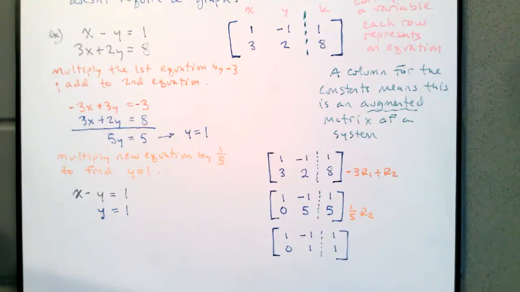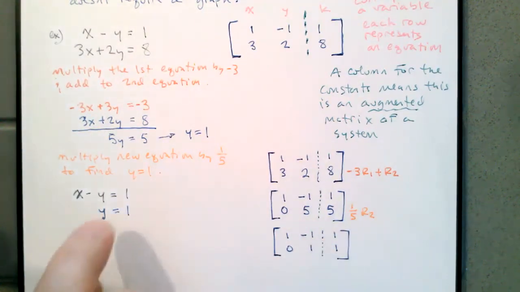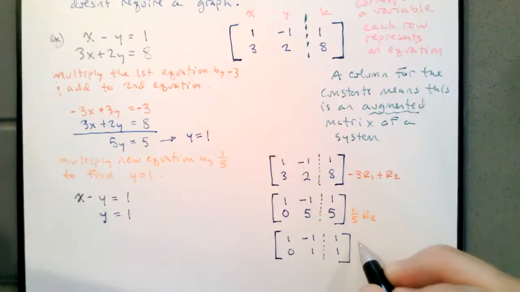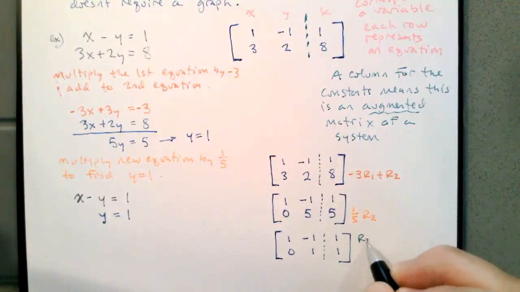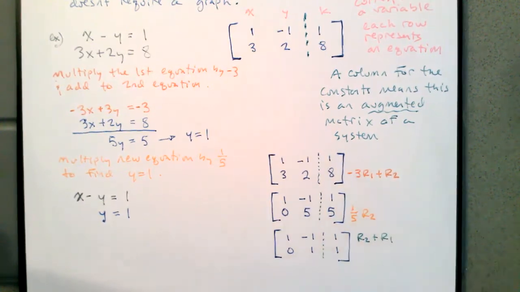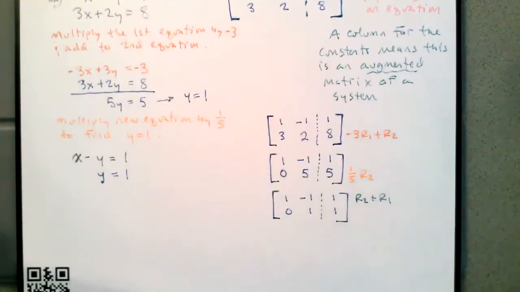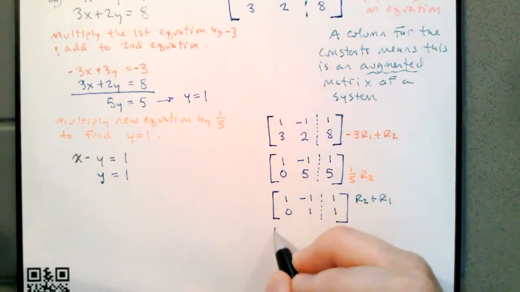So let's do the same thing again. Let's use this 0, 1, 1 and use it to eliminate the y from the first equation. So I'm going to take row 2 and add it to row 1. I'm going to write this next to row 1. I'm going to take row 2 and add it to row 1, and that'll become my new row 1. So 0 and 1 is 1.